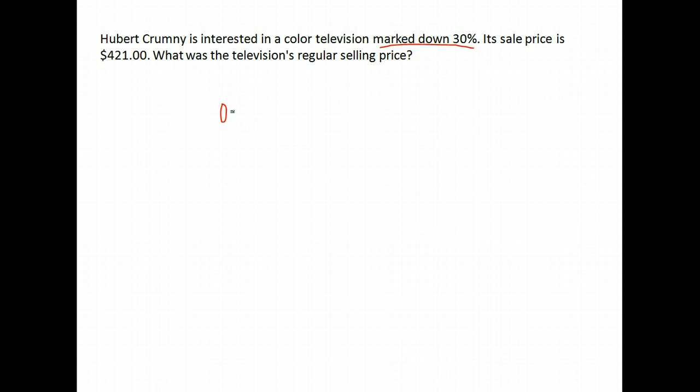So we had our original price, or our regular price. How do you get the sale price? Well, here was our original price. What percent are we paying of the original price? It's been marked down 30%. So what percent are you paying of that? Well, out of 100%, you subtract 30, that leaves 70% for you to pay. So to get our sale price of $421, we are paying 70% of the original price.